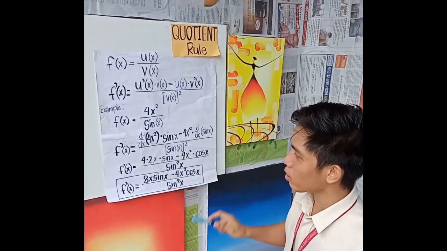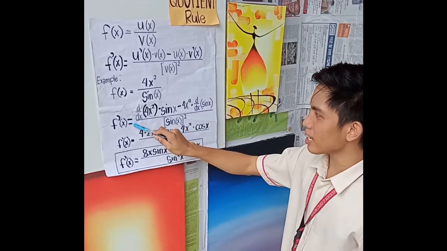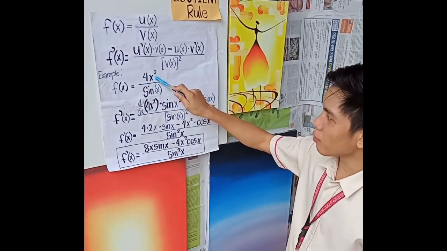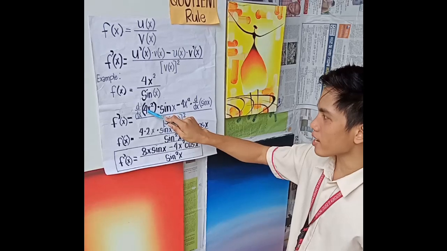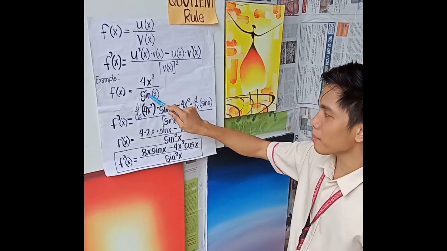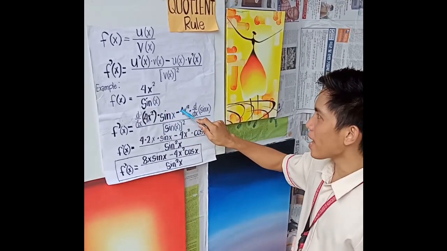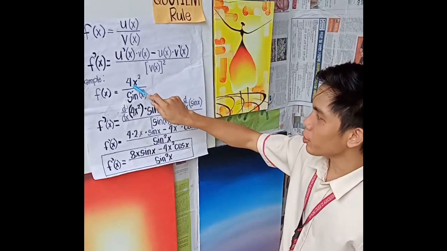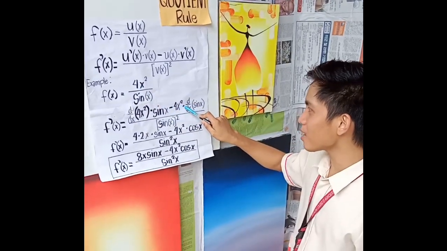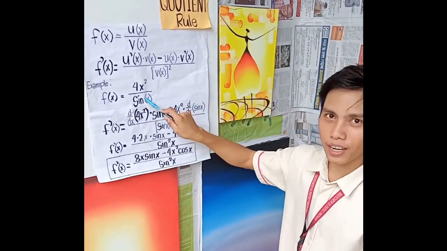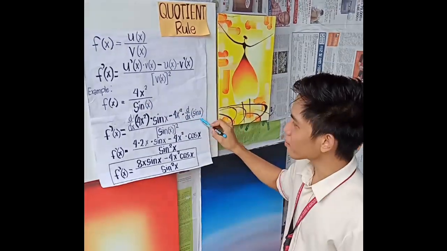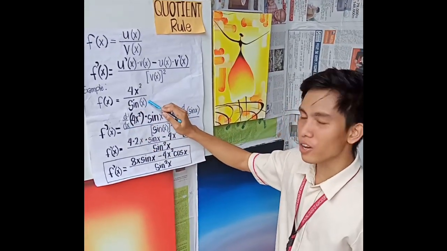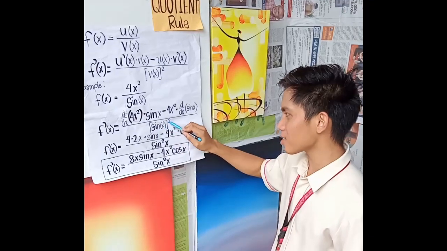For example, if we have f of x is equal to 4x squared over sine of x, we will now apply the quotient rule. f prime of x is equal to the derivative of the numerator, which is 4x squared, times the denominator sine of x, minus the numerator 4x squared times the derivative of the denominator, which is sine of x. All of that over the square of the denominator, sine x raised to 2.